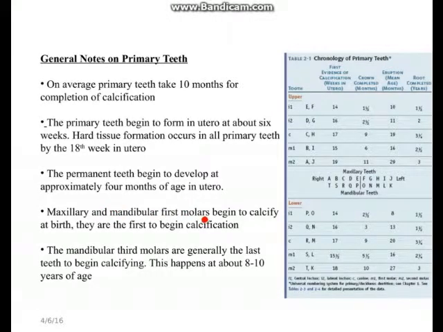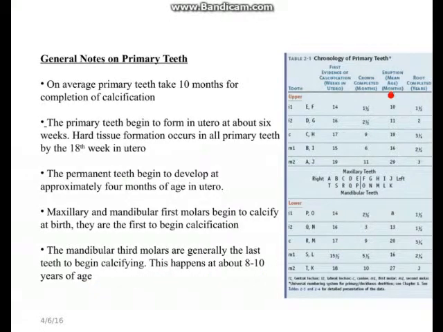Maxillary and mandibular first molars begin to calcify at birth. They are the first to begin calcification. Why? Because they're the first to erupt. The mandibular third molars are generally the last teeth to begin calcifying. This happens at about 8 to 10 years of age. So that's why the eruption of the third molars is usually at a later stage in life, between 18 to 25. That's when your third molars begin to erupt, because they calcify so late, so it makes sense.